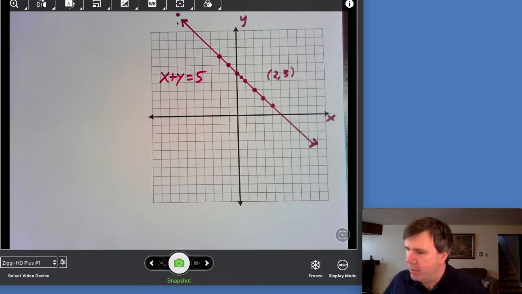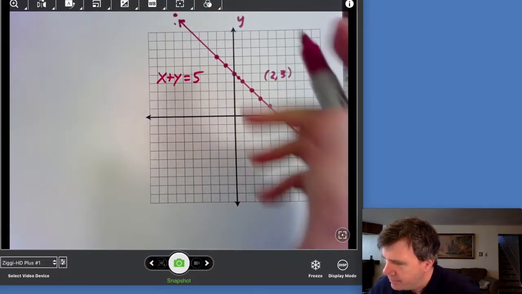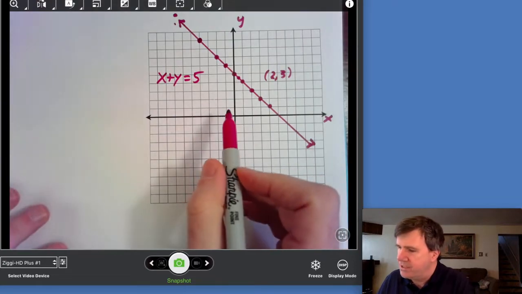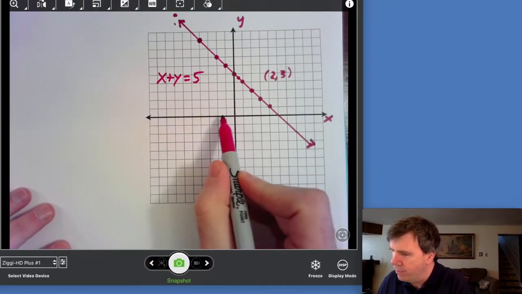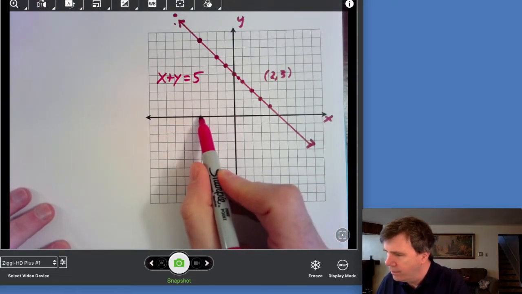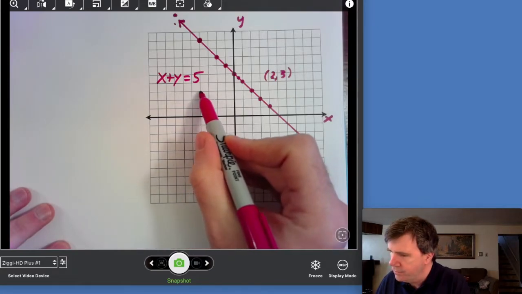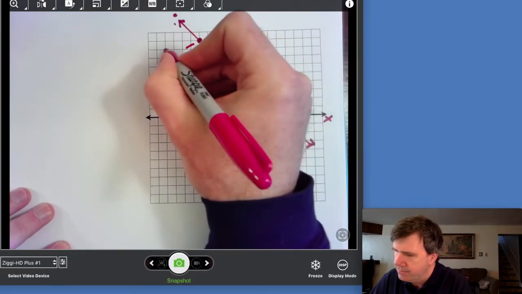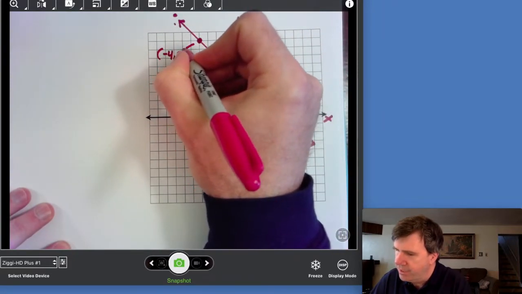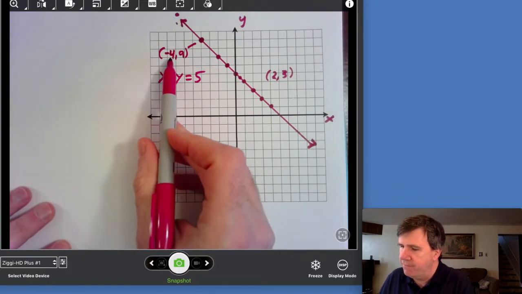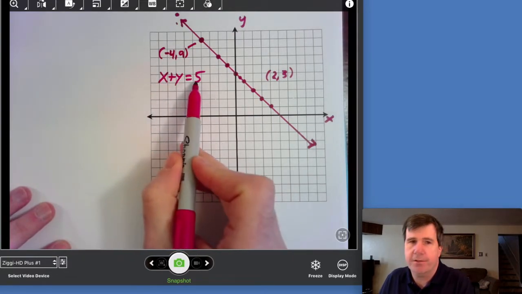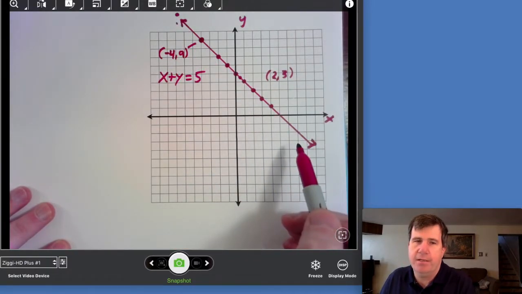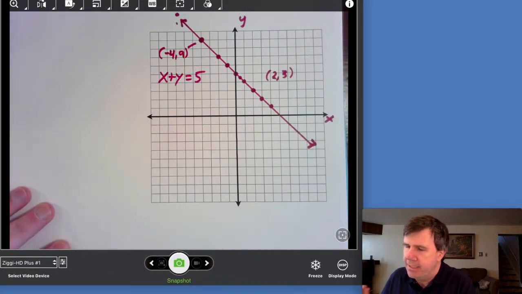Likewise, we could use it backwards. This is a point up here. And if I can find the coordinates of this point, what its x and y are, let's see, that would be negative 1, negative 2, negative 3, negative 4. 1, 2, 3, 4, 5, 6, 7, 8, 9. This is the point negative 4, 9. And sure enough, if I add negative 4 plus 9 together, I get 5. So every single point that I can find that's on this line, if I add up those two numbers together, it's always going to equal 5.